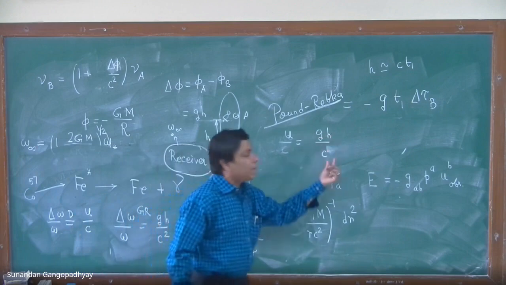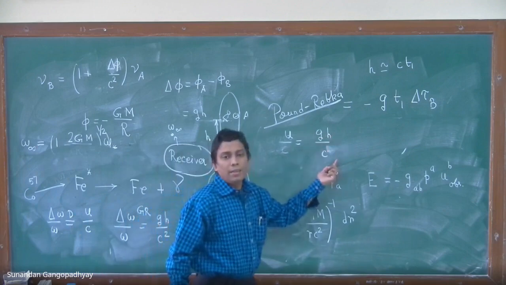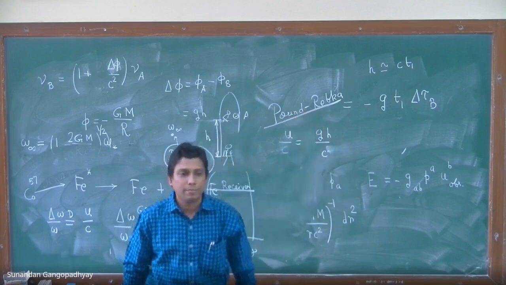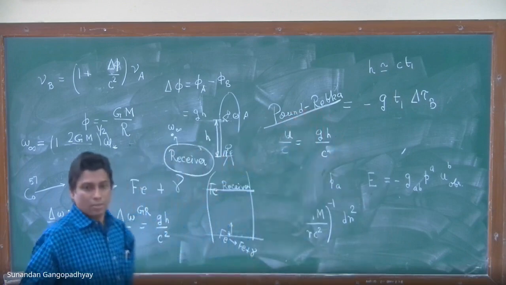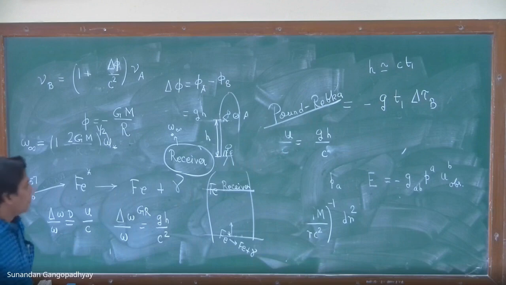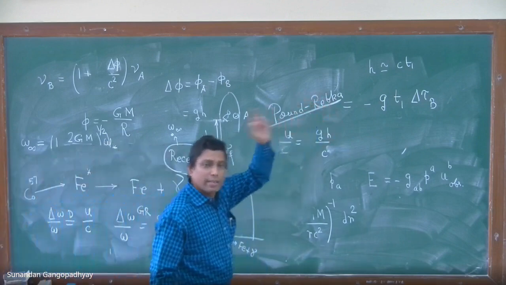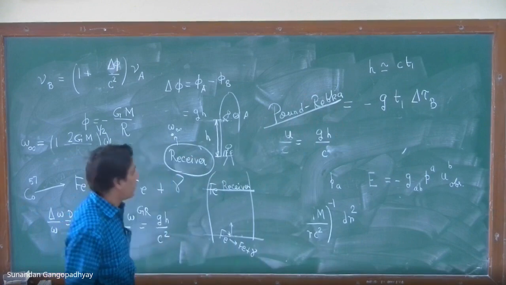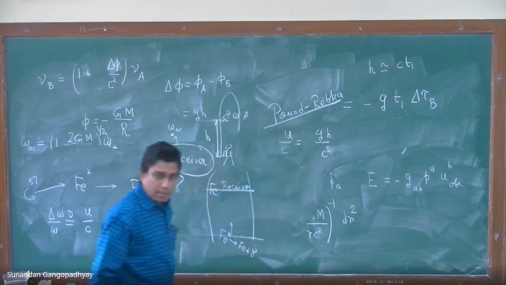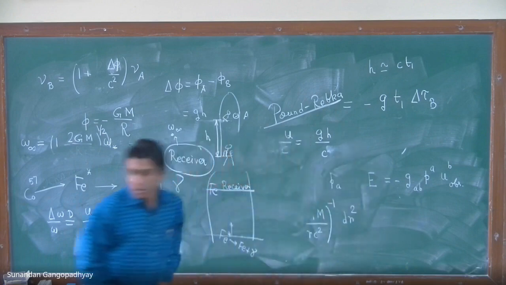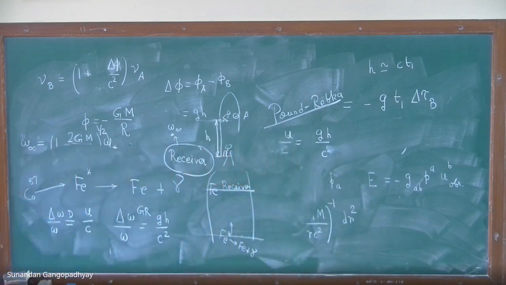What is h by c, by the way? It is the time taken by light to cover a distance of h. It is very small actually. So that is why you remember that in GT1, those times you were neglecting GT1 square and all those factors. So u is equal to gh by c, and you can get a nice relation here also. u is equal to gh by c.